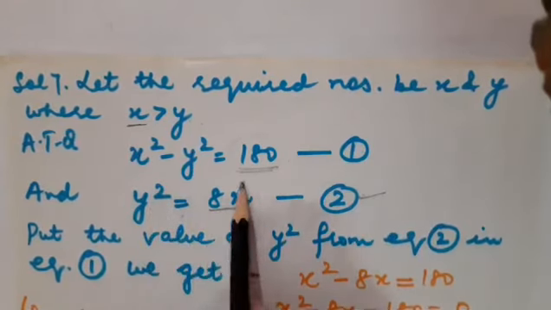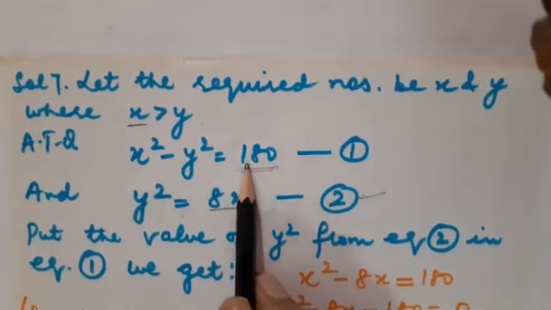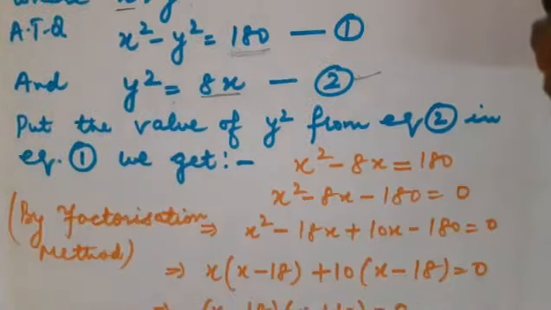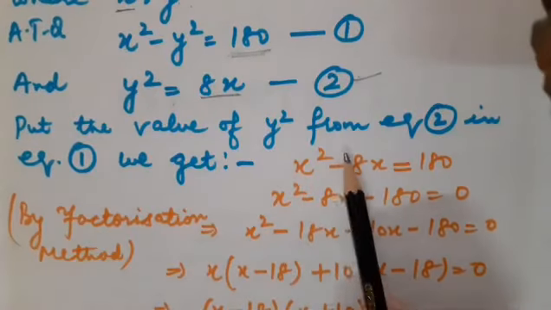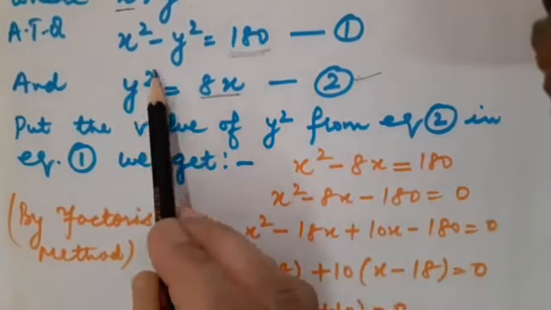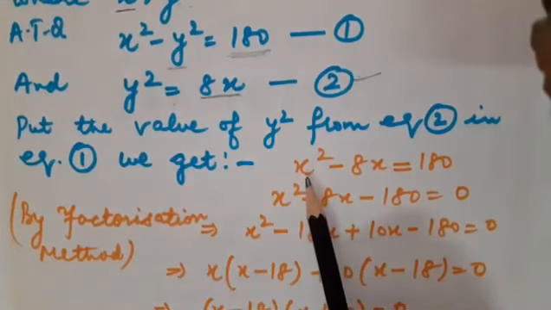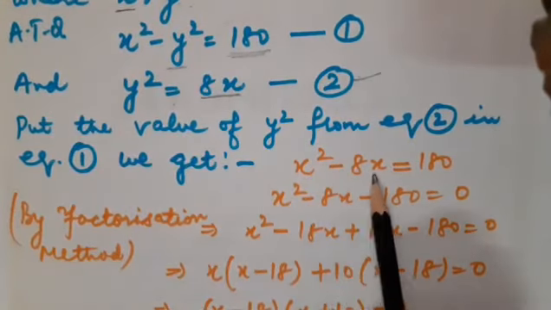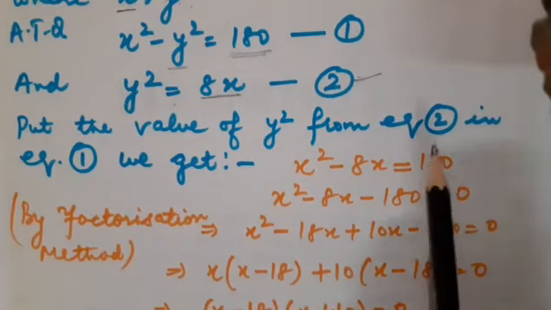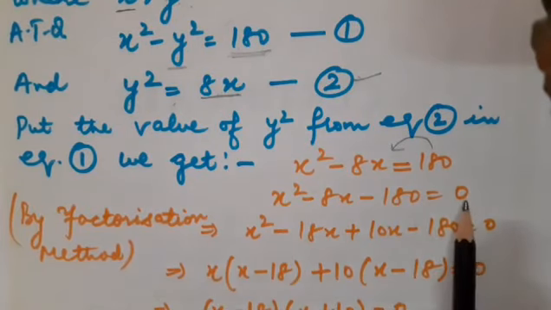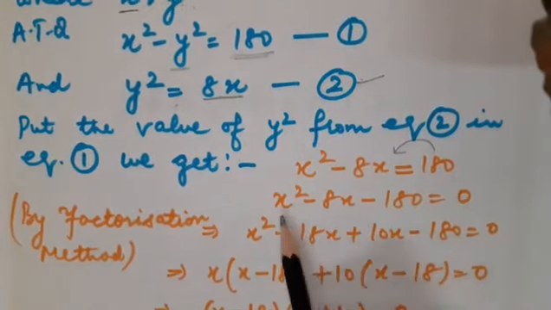Put the value of y square from equation number 2 in equation number 1. So after putting the value, we have got x square minus 8x, because here in place of y square, children, I am going to put 8x. So I will be getting x square minus 8x is equal to 180. When this 180 is coming on the left hand side, I have got x square minus 8x minus 180 is equal to 0.